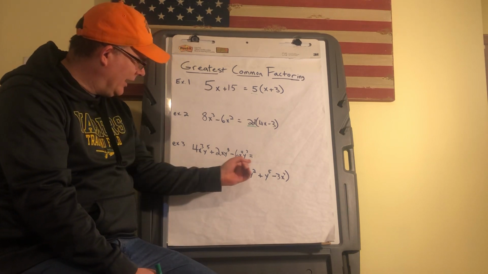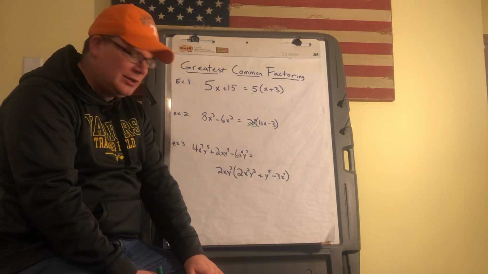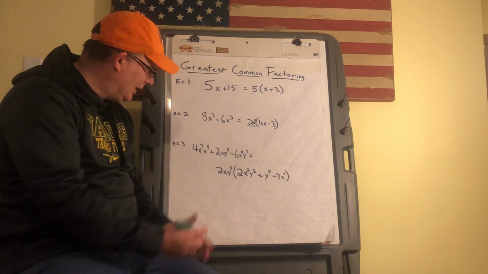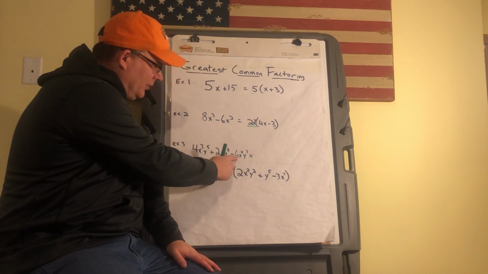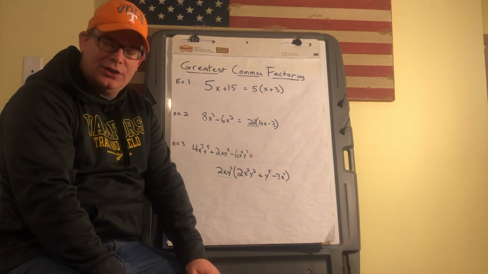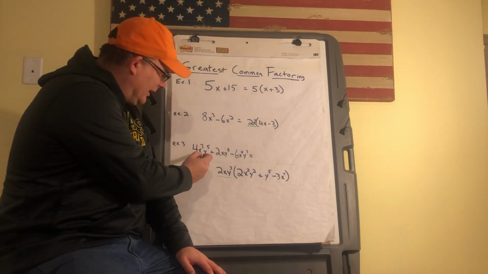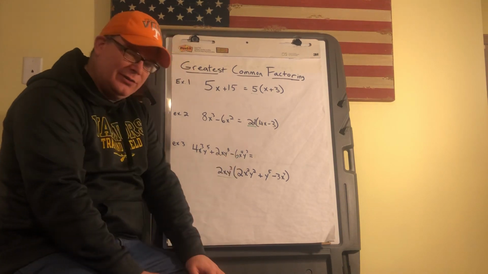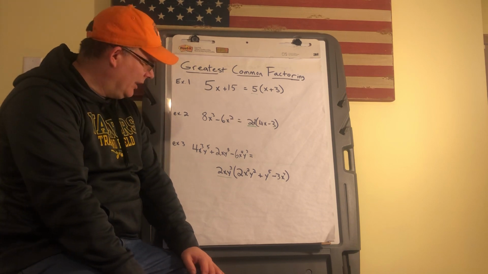As we look at something that has more numbers and more variables in it, we're still going to take out what they have in common. So 4, 2, and -6, the common number there is 2. We're going to look at the variables themselves individually and then figure out what the greatest common factor is for each of those. All right.